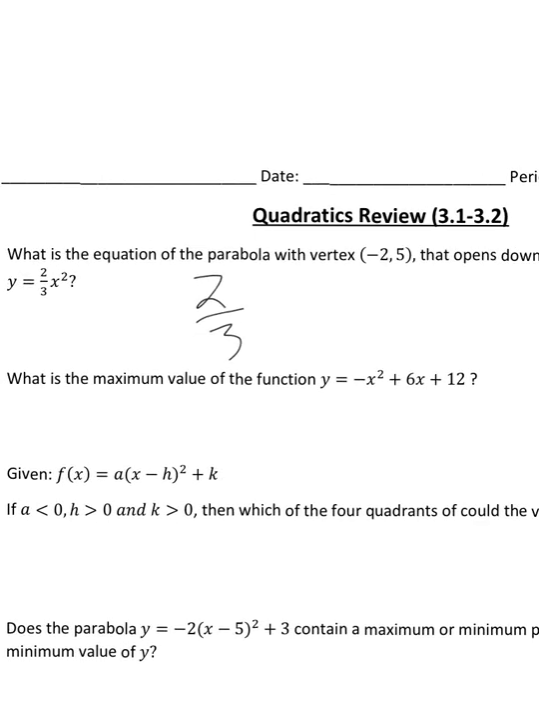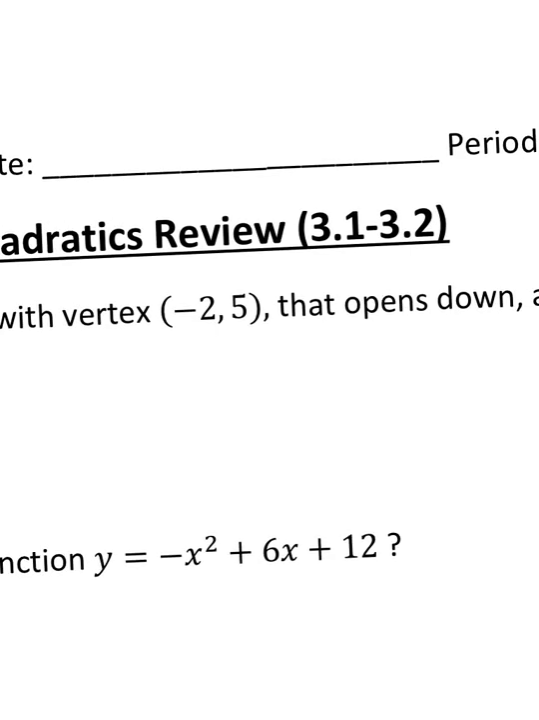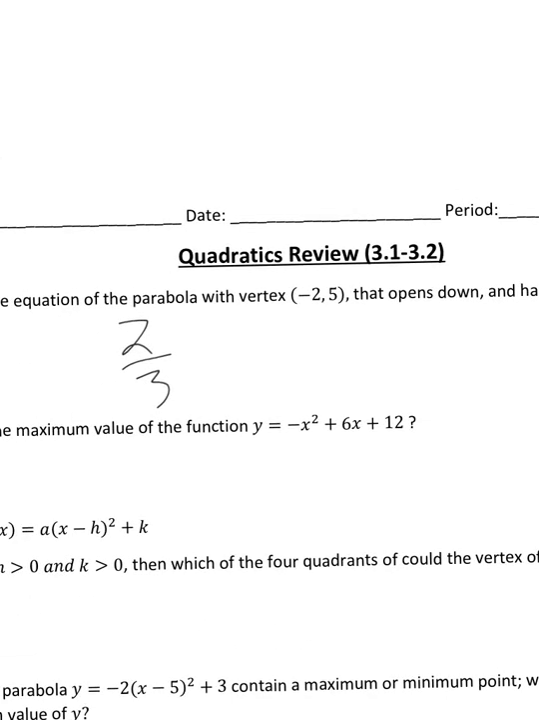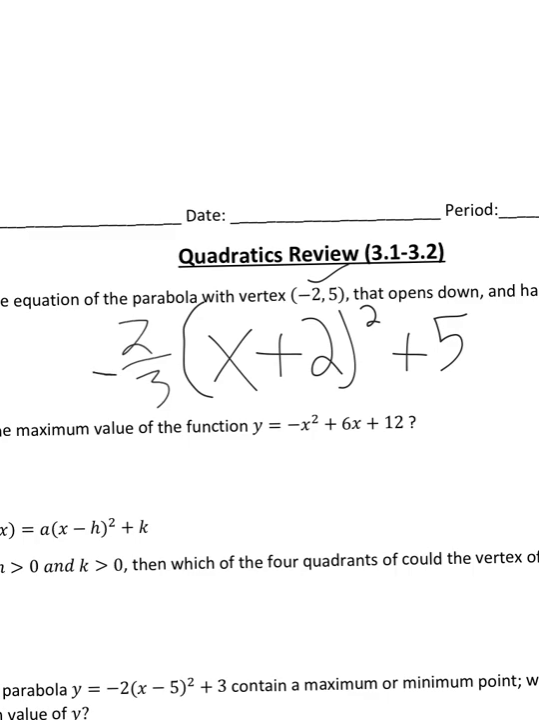Now, I'm given the vertex, so I should be writing my answer in vertex form. Remember, it's x minus h squared, and so it would be minus a negative 2. In other words, it would be x plus 2 squared plus 5. So that checks out the vertex. And it also says it opens down, so I'll throw a negative out in front. That'd make it open down.